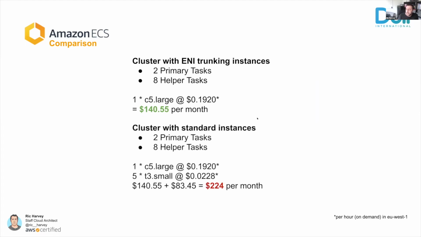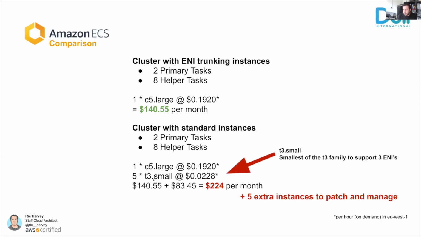Now, if I was going to take this with some standard instances without ENI trunking enabled, I'm going to have to do something like this. I'm going to run a C5 large here because it's got enough RAM and it's got enough processor on there to run my 2 primary tasks. And then I'm going to run 5 T3 smalls. I've got an extra 5 instances to run. And my rough cost is about $224 a month.